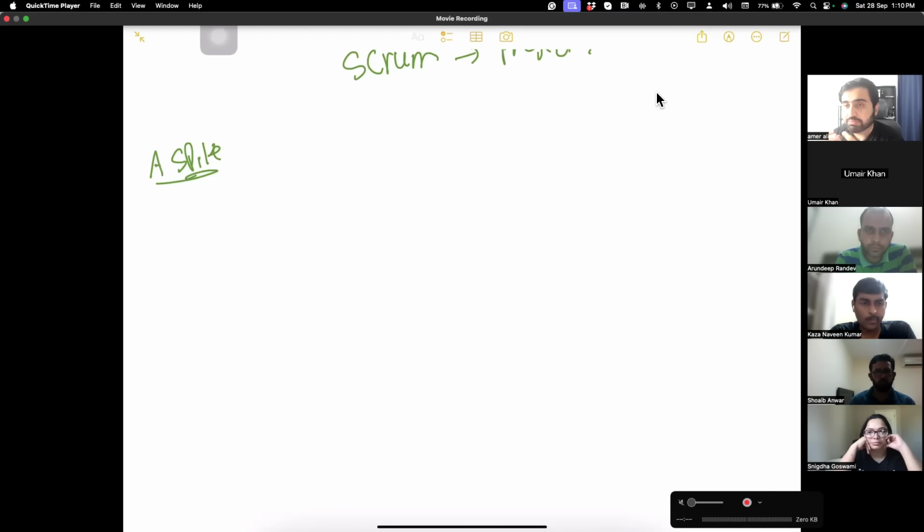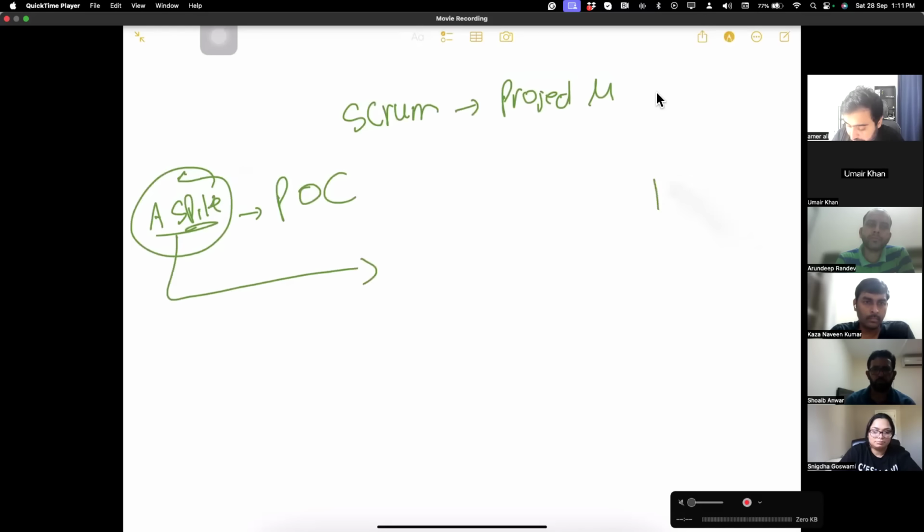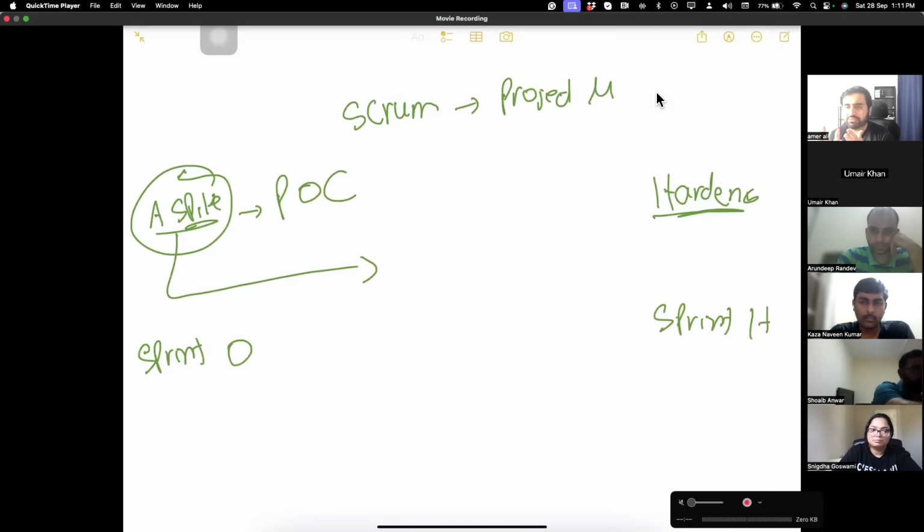The architectural spike is basically a proof of concept. Once we have user stories and have made the product backlog, we use the proof of concept to check whether we can do this thing or not. Your Scrum or Agile project starts with the architectural spike and ends with the hardening sprint. The architectural spike is called sprint 0. The hardening sprint is called sprint H. What does sprint H actually mean?